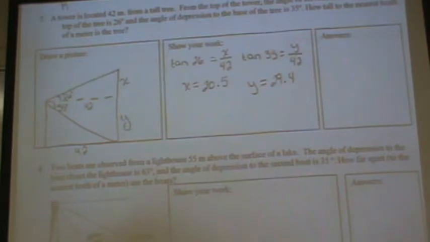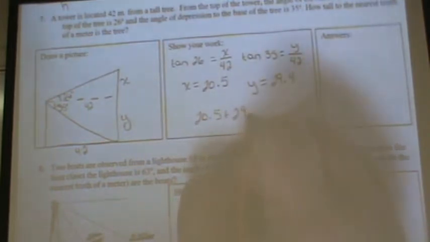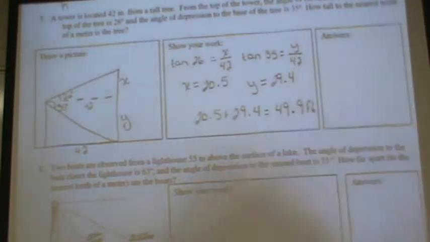So to find the total height of the tree, we're going to add 20.5 plus 29.4, and we're going to get 49.9 feet. So the tree is 49.9 feet.